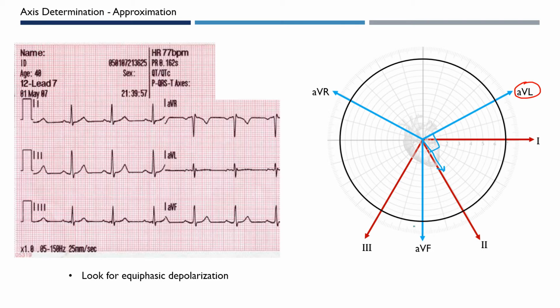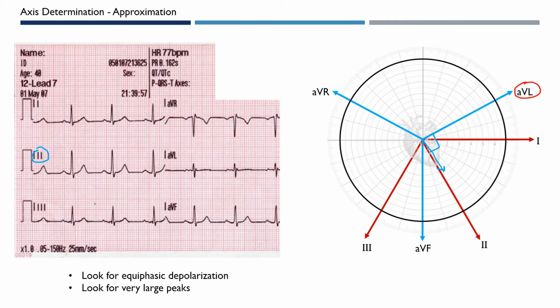So that's our first clue we want to look for. And that can be really helpful for determining the axis of rotation. If you have an equiphasic EKG, it's perpendicular to that particular lead. The second clue is to look for very large amplitudes. In this case, we see that lead two has very large amplitudes.